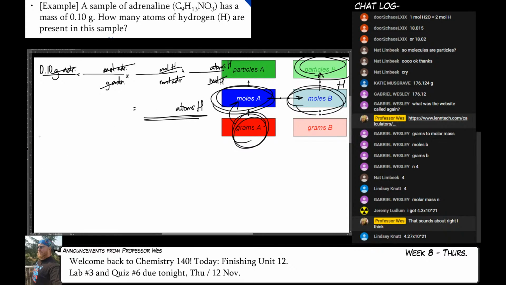So let's do the numbers. How many grams are there in a mole of adrenaline? If someone knows for me, let me type it in the chat. Otherwise, I'm going to type it in here. Oops, that is covered up.